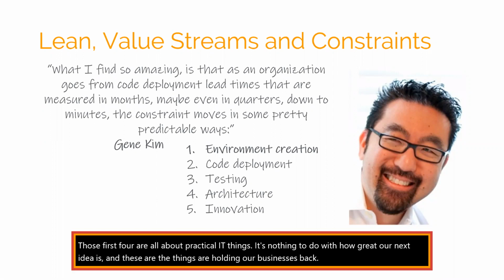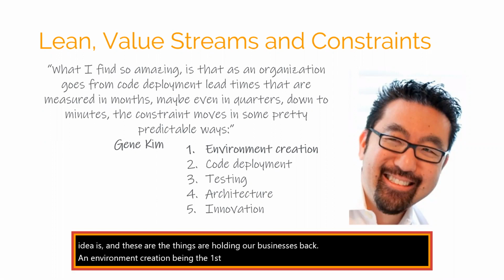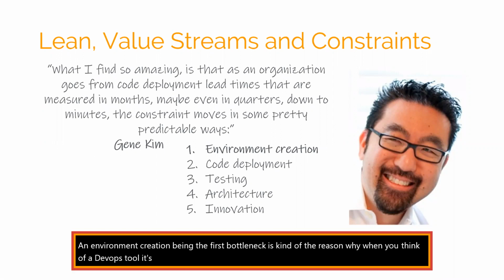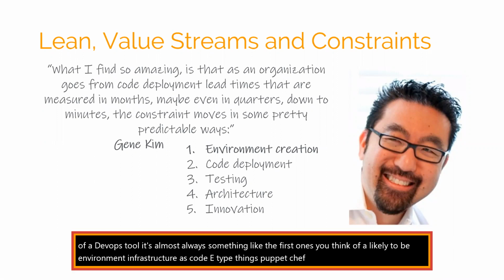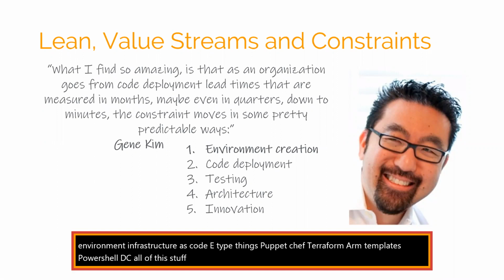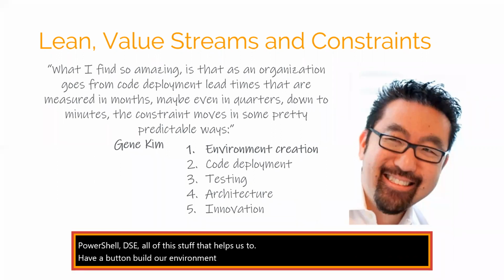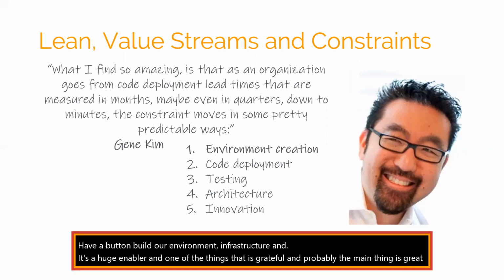And environment creation being the first bottleneck is kind of the reason why, when you think of a DevOps tool, the first ones you think of are likely to be environment infrastructure-as-code type things: Puppet, Chef, Terraform, ARM templates, PowerShell DSC, all of this stuff that helps us, at the click of a button, build our environment infrastructure. And it's a huge enabler. Probably the main thing it's great for is spinning up dev environments as and when we need them.